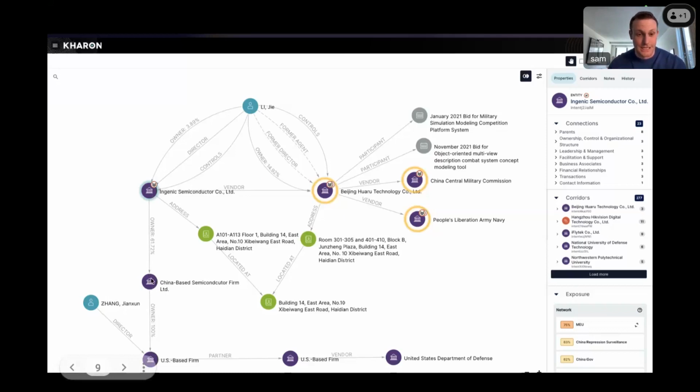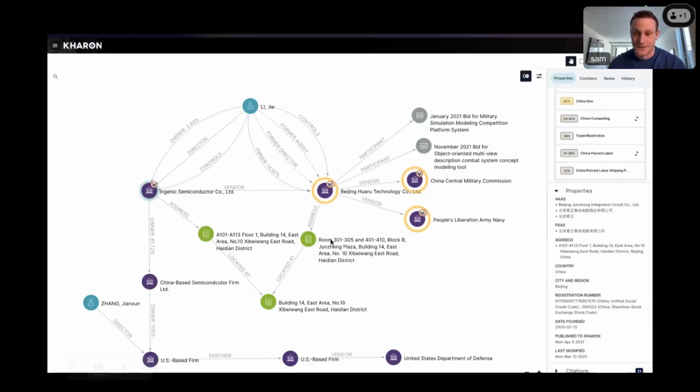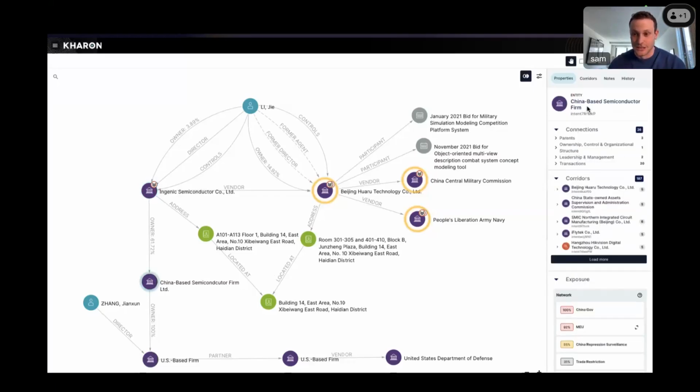So Eugenic is the 61.72% owner of this China-based semiconductor firm. And as I can see here, just a little bit more information about Eugenic. I can see that they had an AKA. They were formerly known as this company, and they are also based in Beijing. Now, as I look at the Chinese-based semiconductor firm, the one that we'll remain nameless for now, I can see that they also retain risk, including relationships to the Chinese government and various corridors. And this company is the 100% owner of a US-based firm that works in the semiconductor space.